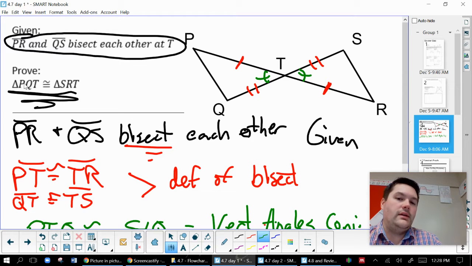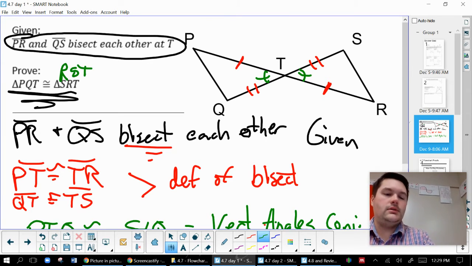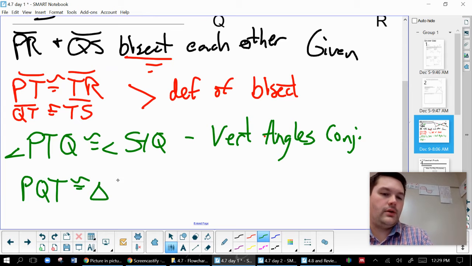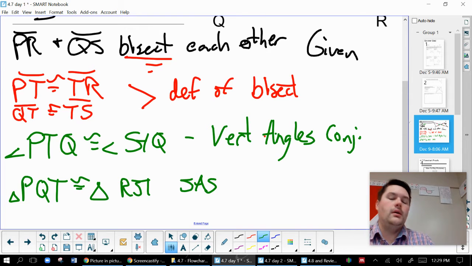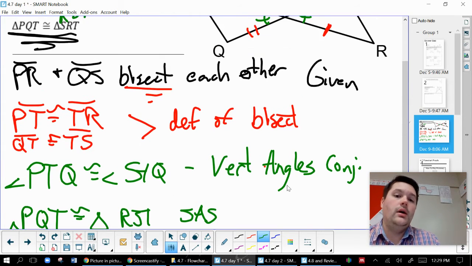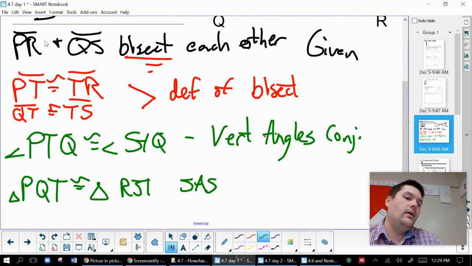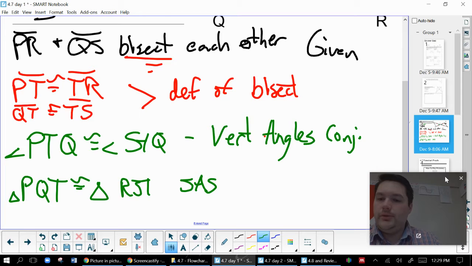Now, I did mix up these letters here. If we're going to go with PQT, it's got to be RST. So that's one change we've got to make. So PQT is congruent to triangle RST by SAS. Now, in this case, they didn't ask us to go any further. We just had to stop when we proved the two triangles are congruent, so we are done. Here we had our given, our three statements that said the pieces were congruent, and then our triangles being congruent.